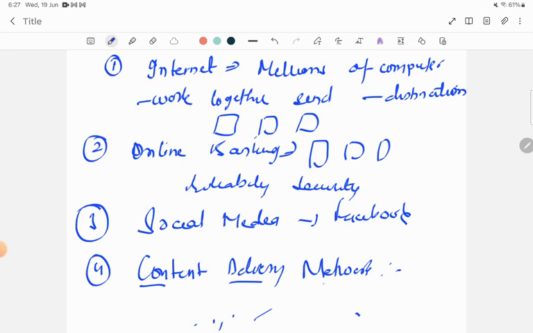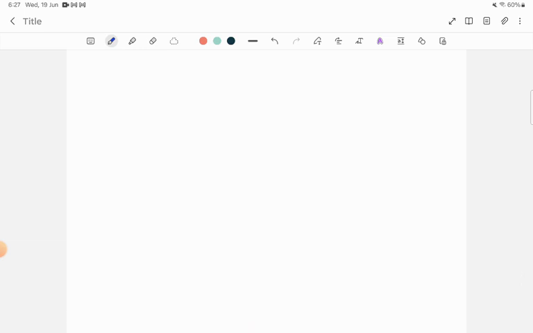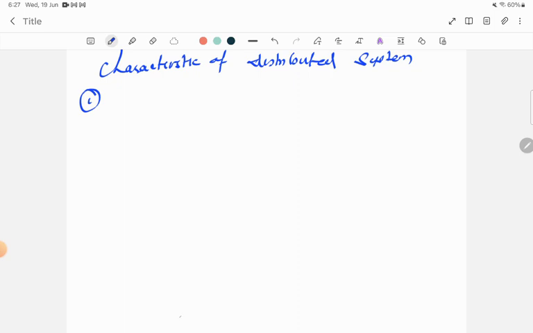Now talking about the characteristics of distributed systems, it is one of the most important questions asked in government exams as well as in your term exams. So what are the various characteristics of distributed systems? The first characteristic is transparency. Please remember the word transparency. Transparency means that a distributed system is designed in such a way that every detail should be hidden from the user.